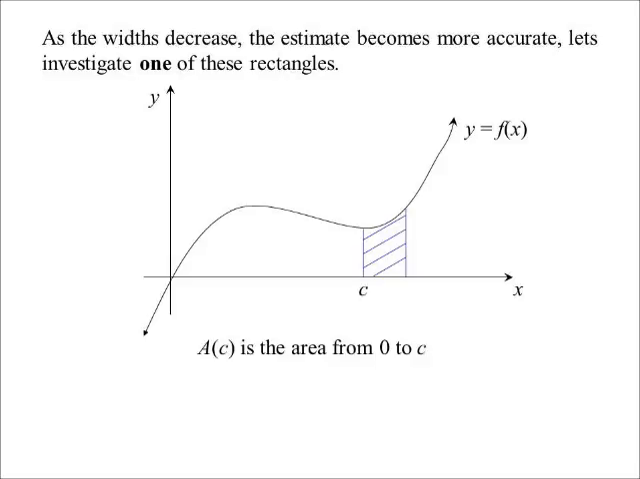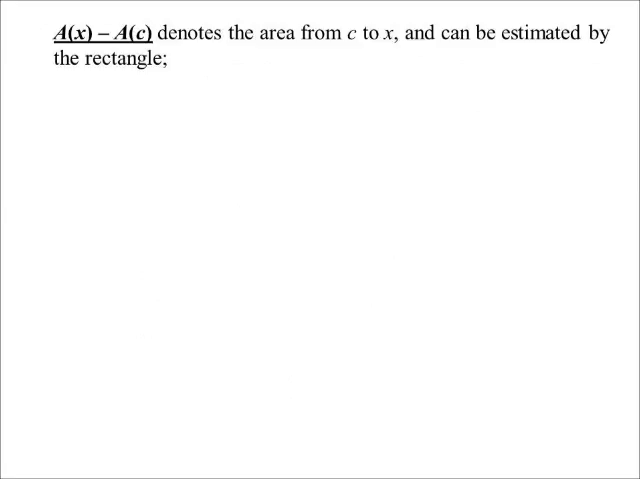Area C, I will say, is the area. I'm going to come up with a formula. So capital A is now my function to find the area of the curve. Okay? So function C, or area C, will be the area from 0 to C, so under the curve from there to there. Area X will be the area from 0 to X. So the difference between the two will give me the area that I'm looking for. So the area we want is area X minus area C.